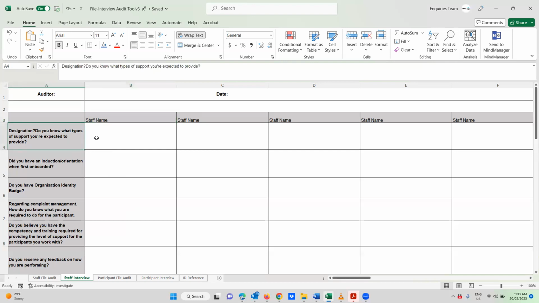So we want to know whether your staff members, and you want to know, what's expected of you as a support worker. What do you think your job is? Did you have an induction and orientation on onboarding? Now there may well have been one, but maybe the staff member can't remember it, and if they're not remembering it, perhaps it needs a bit of redevelopment, because from my experience, if someone's been inducted, probably they're going to remember it. Do you have an organisational identity badge?